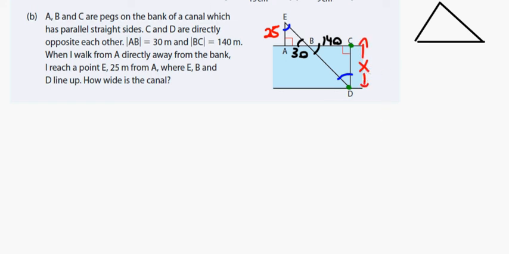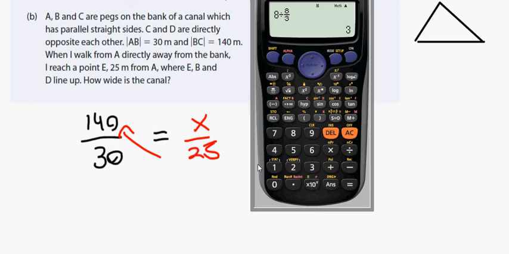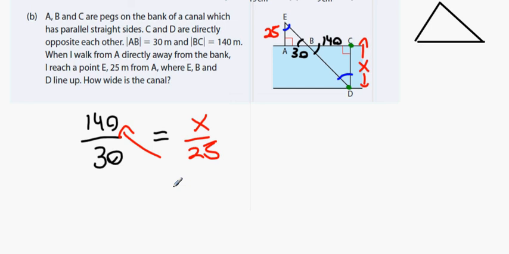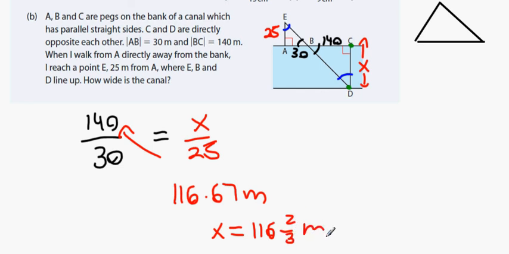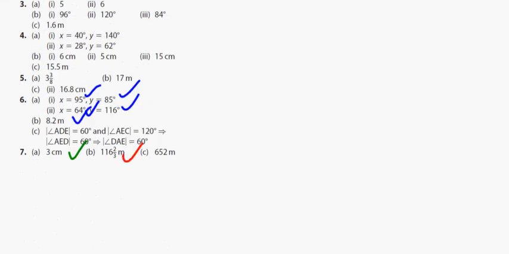Okay, so basically 140 divided by 30, in the big triangle, big triangle divided by small triangle, same sides, equals X divided by 25. Multiply the 25 upwards, and what I'm going to get is 140 divided by 30, multiply by 25, and we're going to get 116 and 2/3, or 116.67 meters, or X equals 116 and 2/3 meters. Okay, so it wasn't too bad. Now finally, the last question.